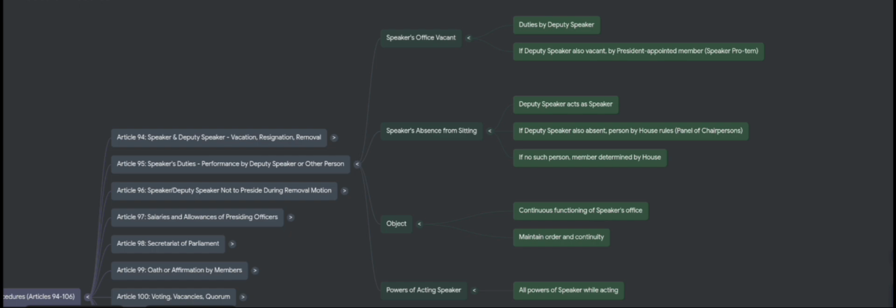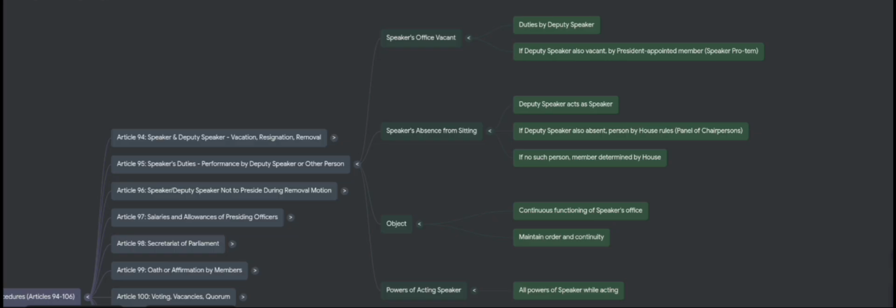Okay, so that covers vacancies. What if the Speaker is just absent for a few hours during a sitting? Not a full vacancy, just temporarily unavailable. Is there still a clear protocol, a fail-safe? Absolutely. The system is designed for that, too. The Deputy Speaker takes the chair.